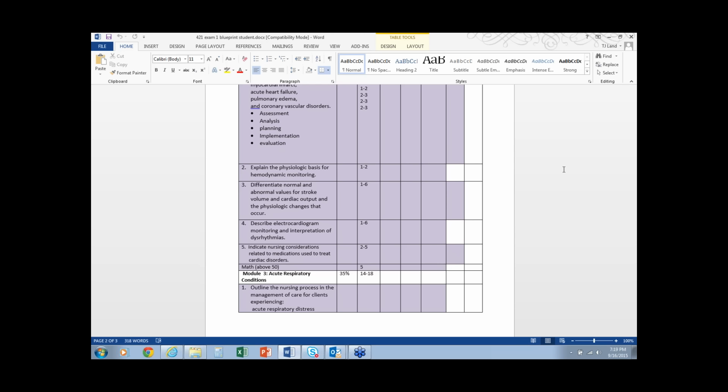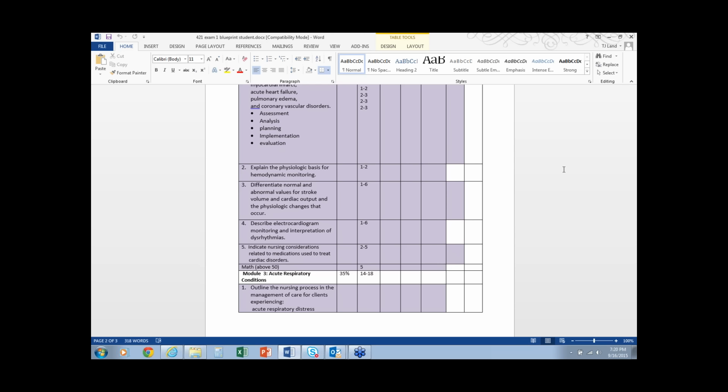The last one is cardiac medications. I can tell you this exam, this number 1 exam, is heavy on cardiac medications, very heavy.